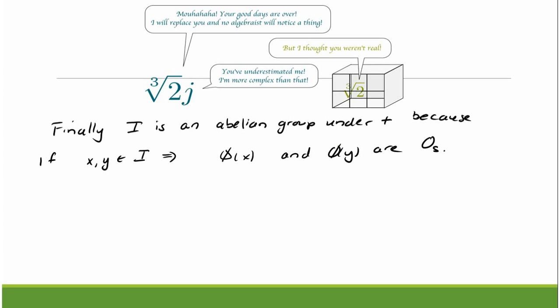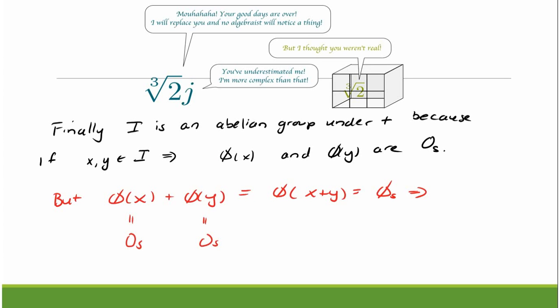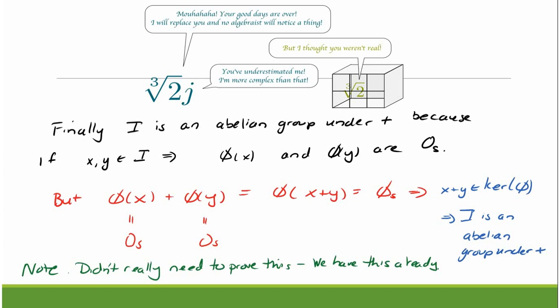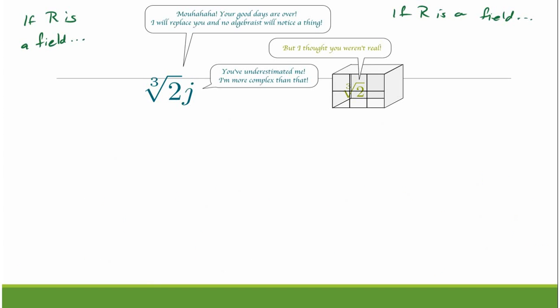Finally, this is an abelian group under plus, because if I have x and y belonging to I, then phi of x and phi of y are 0. But phi of x plus phi of y is phi of x plus y, which is 0. So what that means is x plus y remains in the kernel, and so we have closure under addition, and I is going to be a subgroup under plus. Of course, I didn't really need to prove this, we have this already.